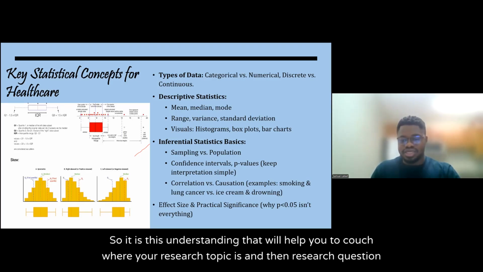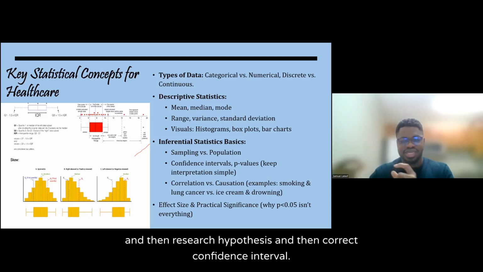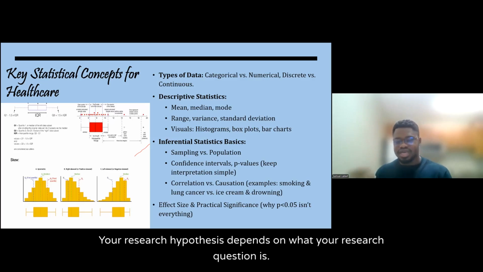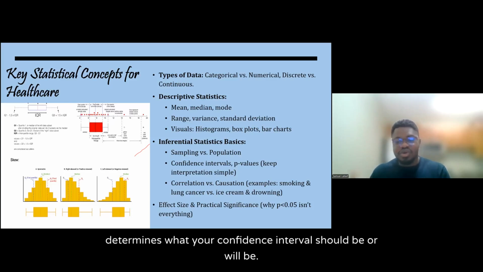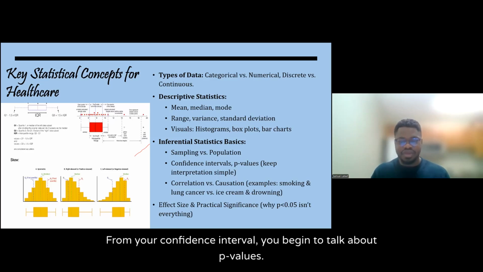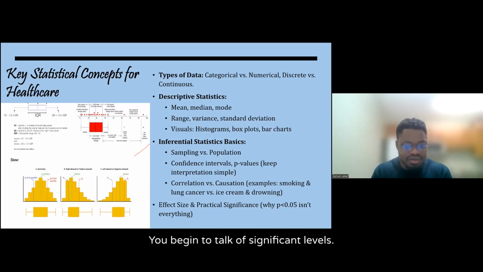So it is this understanding that would help you to couch what your research topic is, and then the research question, and then the research hypothesis, and then the correct confidence interval, right? Your research hypothesis depends on what your research question is. Your hypothesis determines what your confidence interval should be, right? From your confidence interval, you begin to talk about p-values. You begin to talk of significance levels.